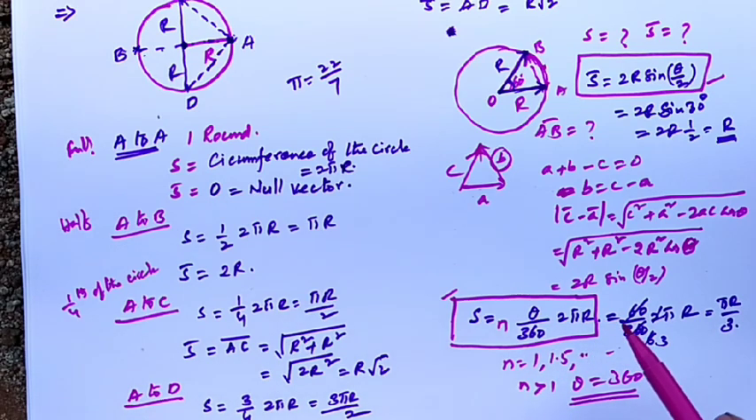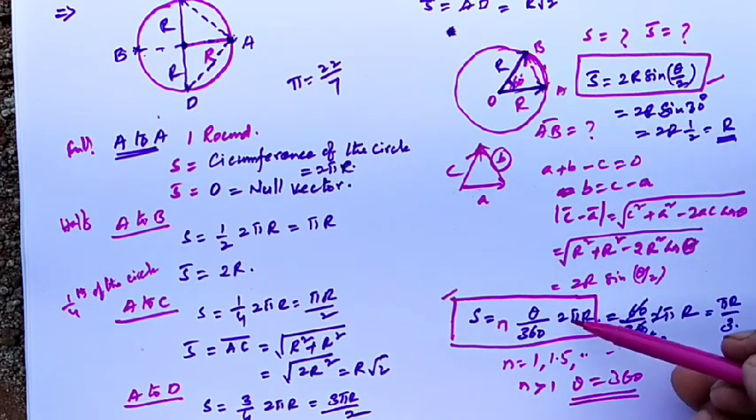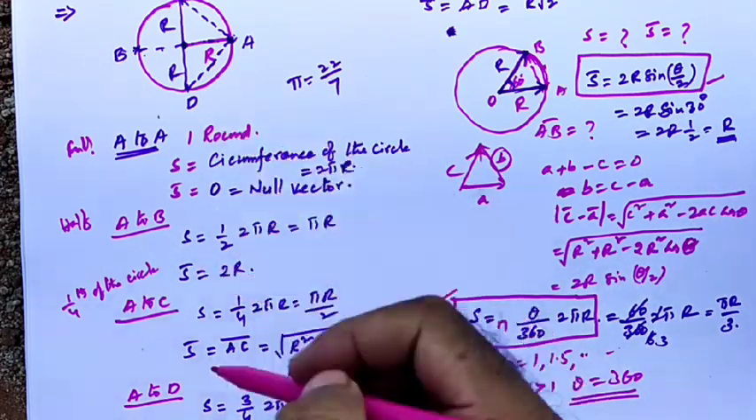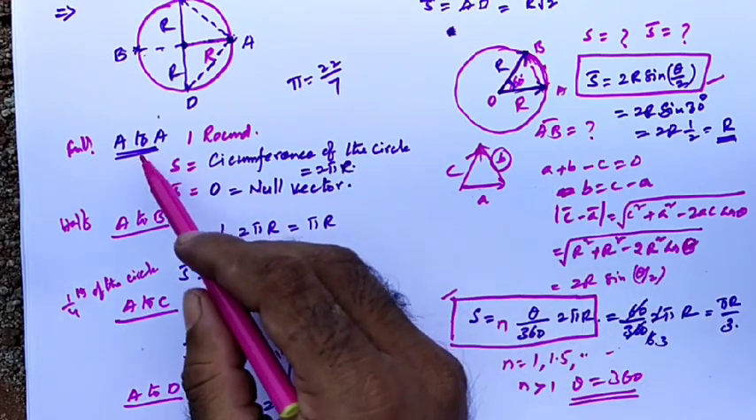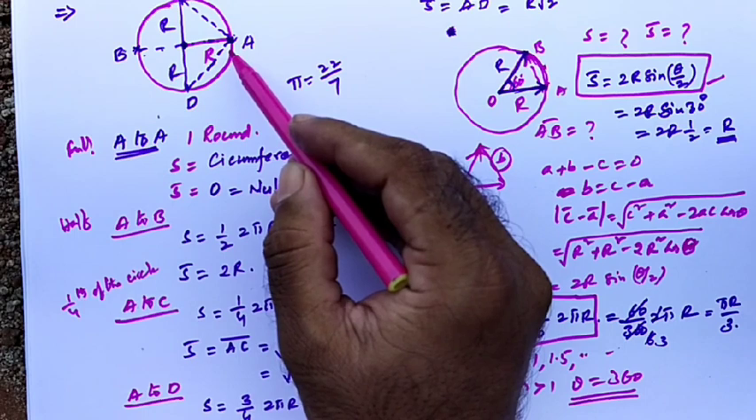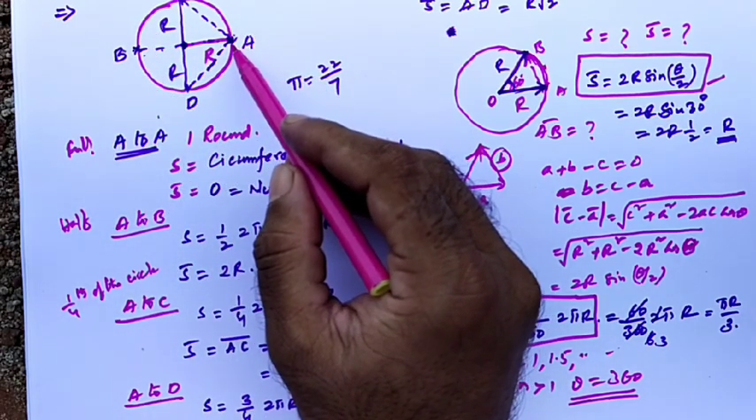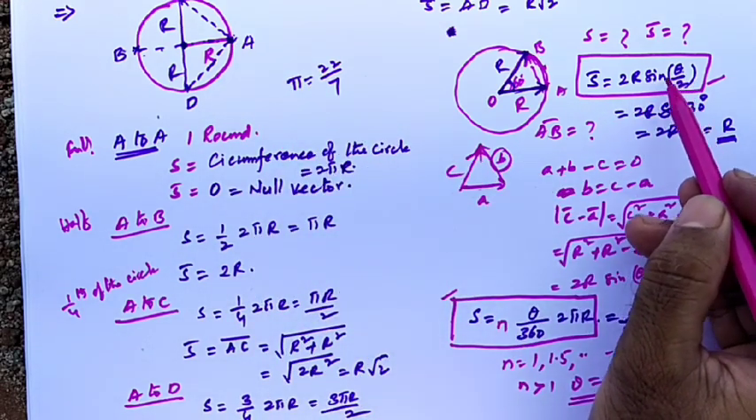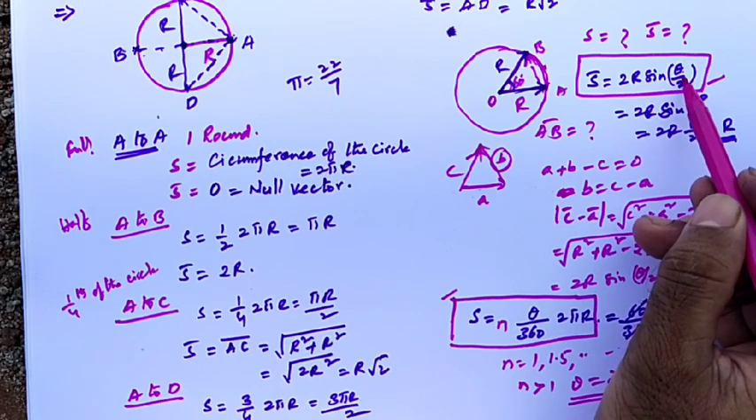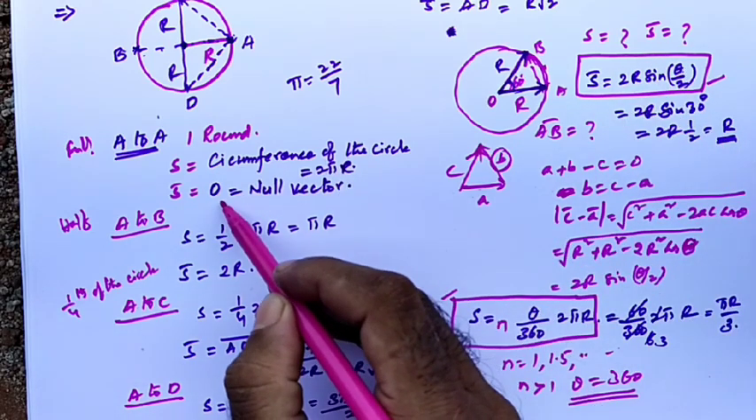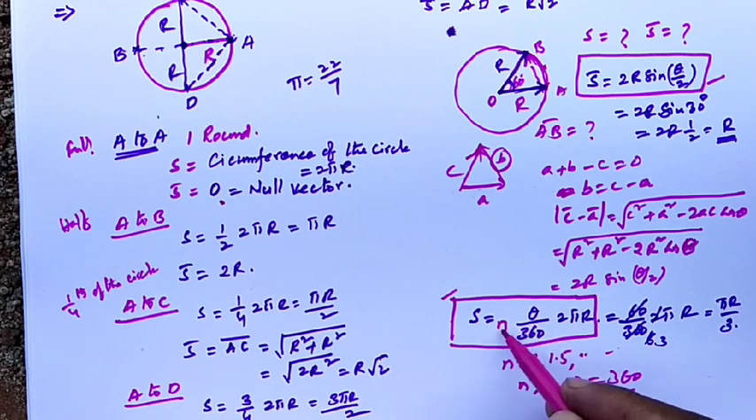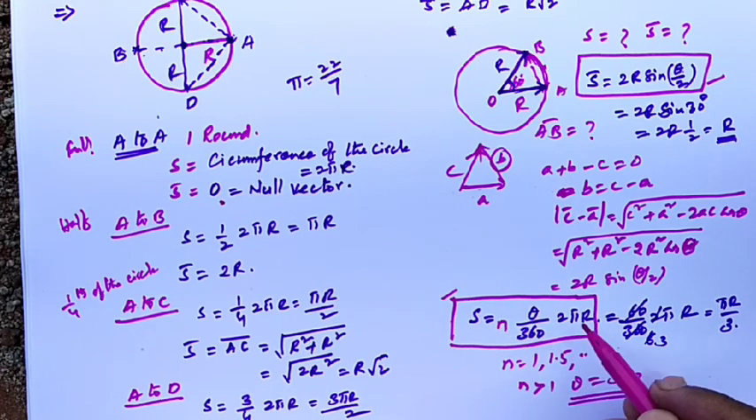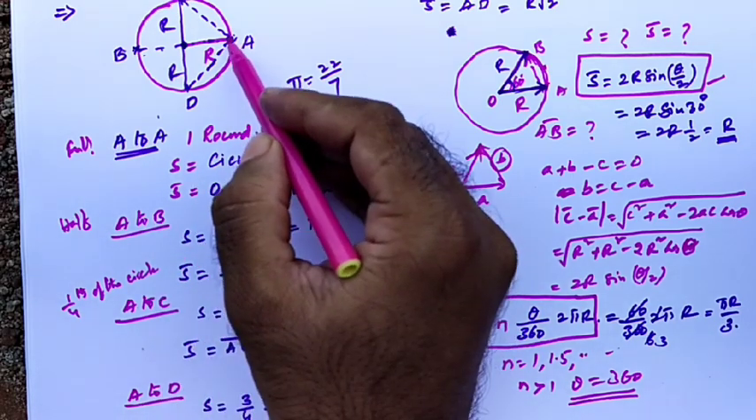Okay. Now the thing you have to do is just apply these formulas to these relations. Now see here, first A to A. It moves from A to A. What is the angle? It completes one circle, so it is 360 degrees. Then 2r sine of 360 by 2, that is sine of 180. Sine 180 is 0. So this value is 0. Now distance. Here n is 1. 360 by 360 into 2 pi r. 360 by 360 is 1. 1 into 2 pi r, 2 pi r. Got it or not?